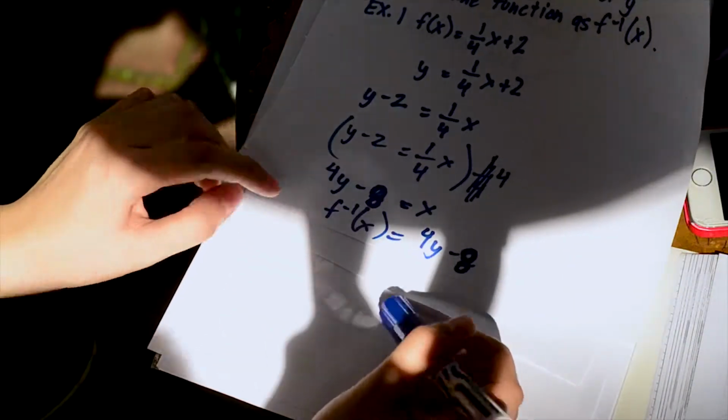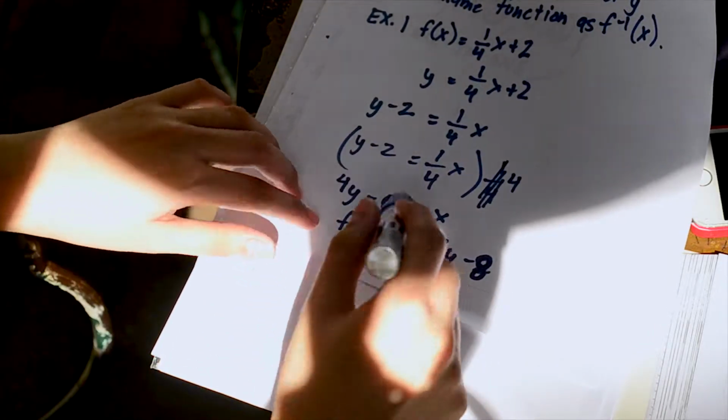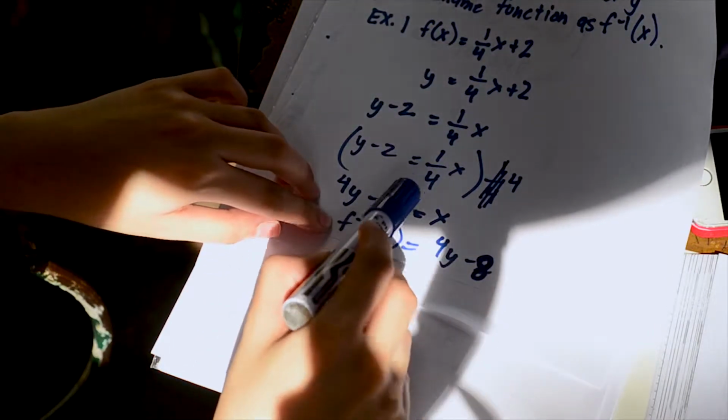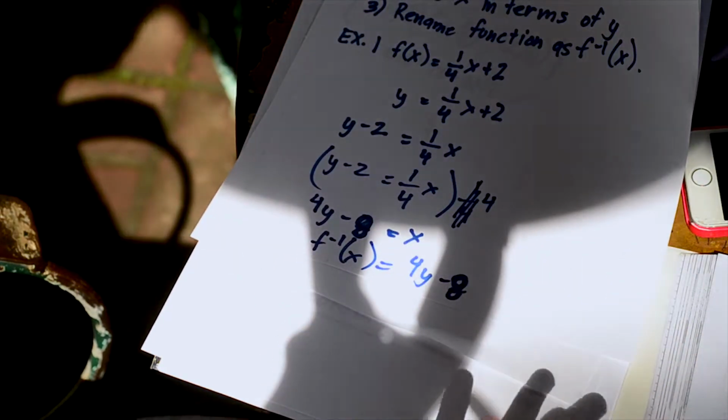Now, we substitute the name, making it f raised to negative 1 of x. Okay. That's your inverse function.